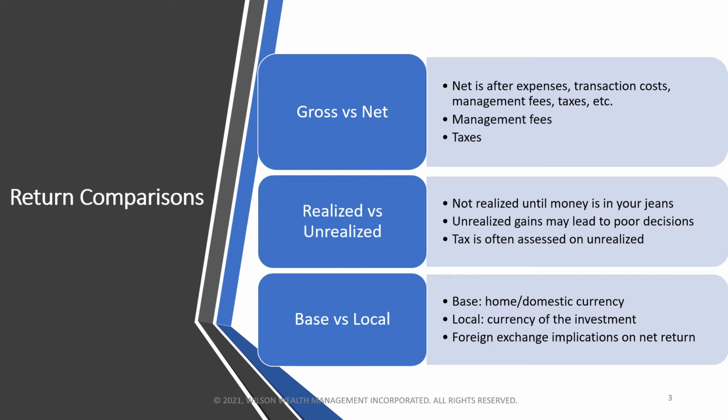So on a return comparison, the common ones tend to be gross versus net returns. And the difference is that net returns are after expenses, transaction costs, management fees, taxes, those sort of things. The biggest issues tend to be management fees. So that may be the administrative and management fee if you're in a mutual fund that's actively managed. Those tend to eat away a fair bit at performance.